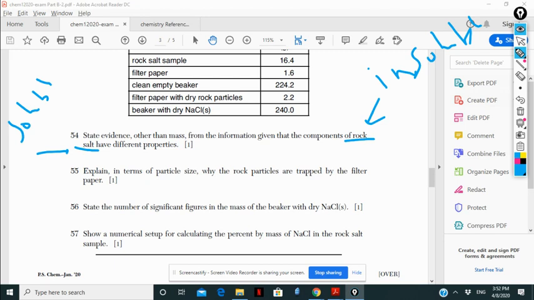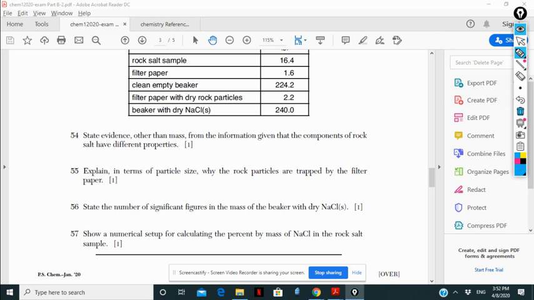Explain in terms of particle size why the rock is separated. If I'm doing filtration, imagine I have a gate and an elephant bigger than the gate. Is it going through? No. So the particle size for the rocks is going to be more than the filter paper space, so it can't go through the filter paper.